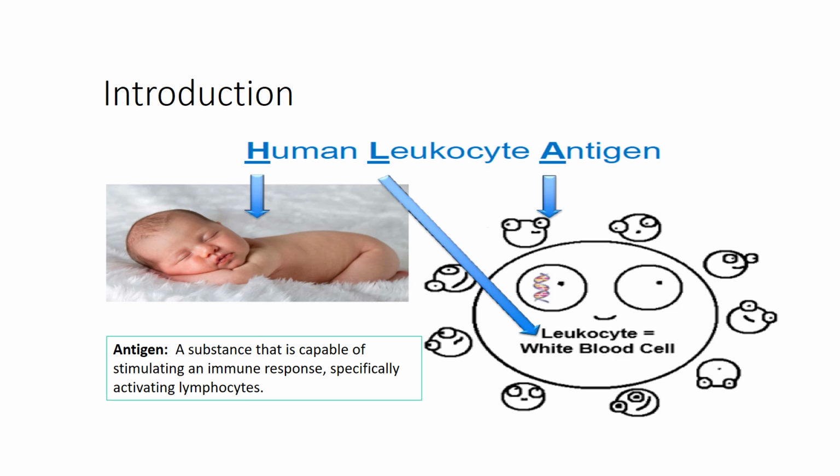So what does HLA stand for? From its name, H stands for human, L stands for leukocyte, because all the initial experiments were done on white blood cells. Now we know that HLA is actually expressed on all nucleated cells. And finally, antigen, because it can elicit an immune response in the form of antibodies.